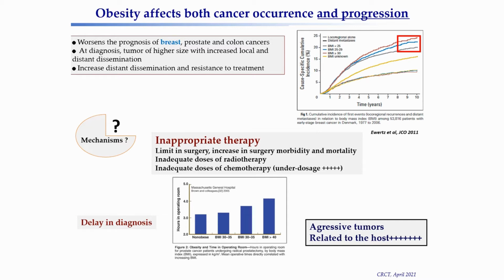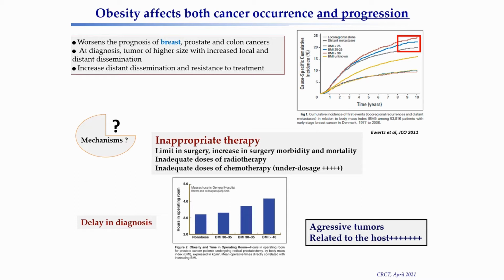The main question is what mechanism may explain the increased aggressiveness of cancer in obesity. I don't want to spend a lot of time on this, but you have to think that not all is biology. You can have delays in diagnosis. The screening strategy is as efficient in lean and obese patients to detect cancer, but obese patients are less likely to go for screening. You also have problems in therapy, during surgery and radiotherapy, and there has been a big debate about the dose of chemotherapy that you are supposed to use.